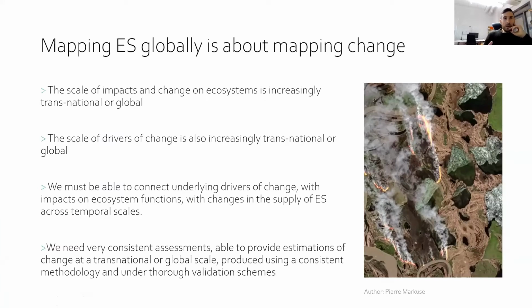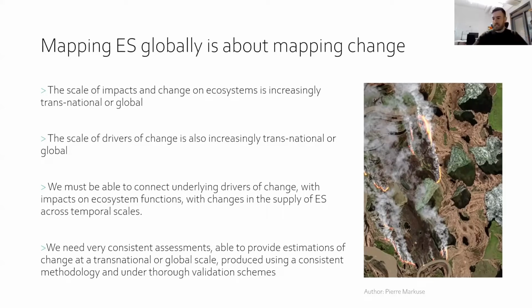And perhaps the first question is, why do we need to address change in the context of ecosystem services? It is very clear that the scale of impacts and change on ecosystems is increasingly transnational or global. Forest loss is absolutely a global phenomenon. Permafrost thawing is a clearly regional, transnational, circumpolar phenomenon. The scale of drivers of change is also increasingly transnational or global.